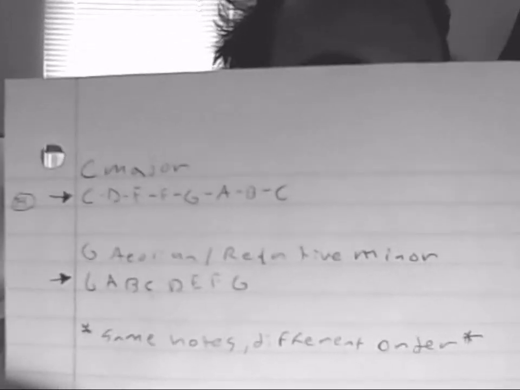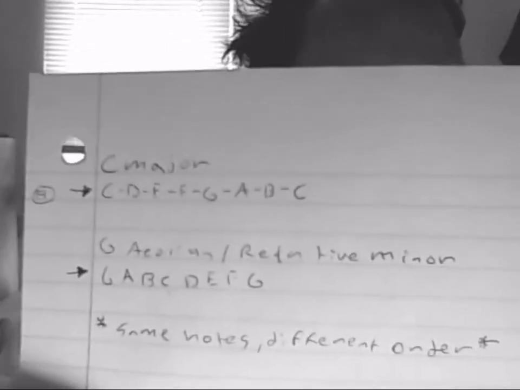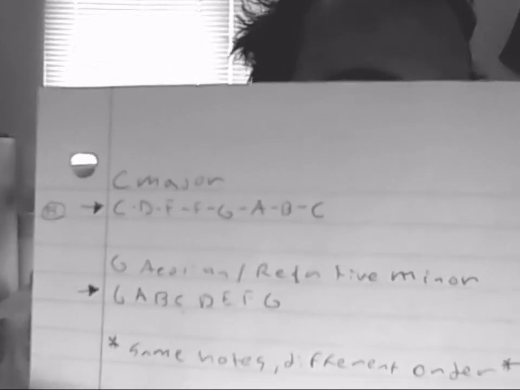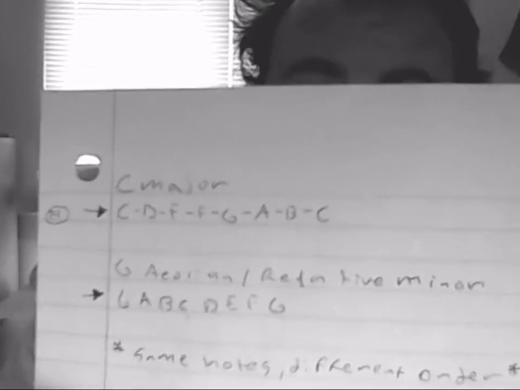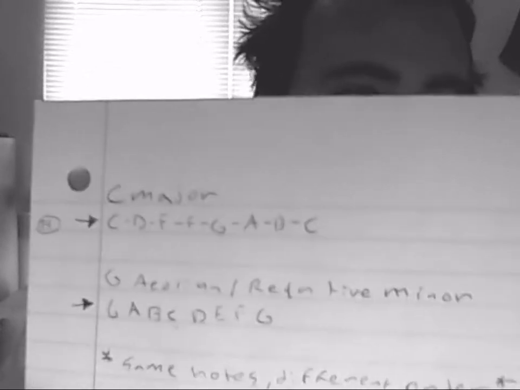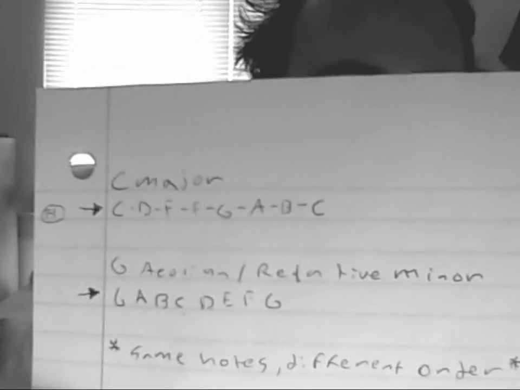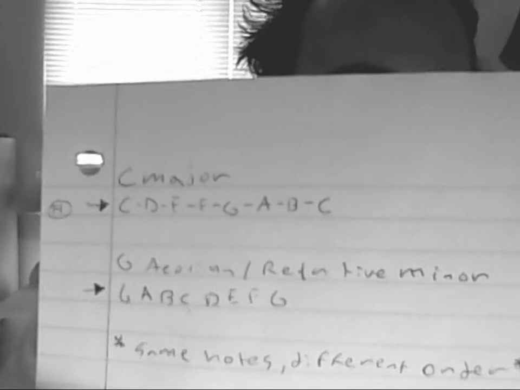So, let's take a look at an example. Everyone likes to do the C major scale, so I think I'll do the C major scale. It's relatively straightforward. You have C, D, E, F, G, A, B, and then back to C, C being your root note. Then you have your G Aeolian, which is also known as the relative minor, and that's the same notes. I'm not going to repeat that.